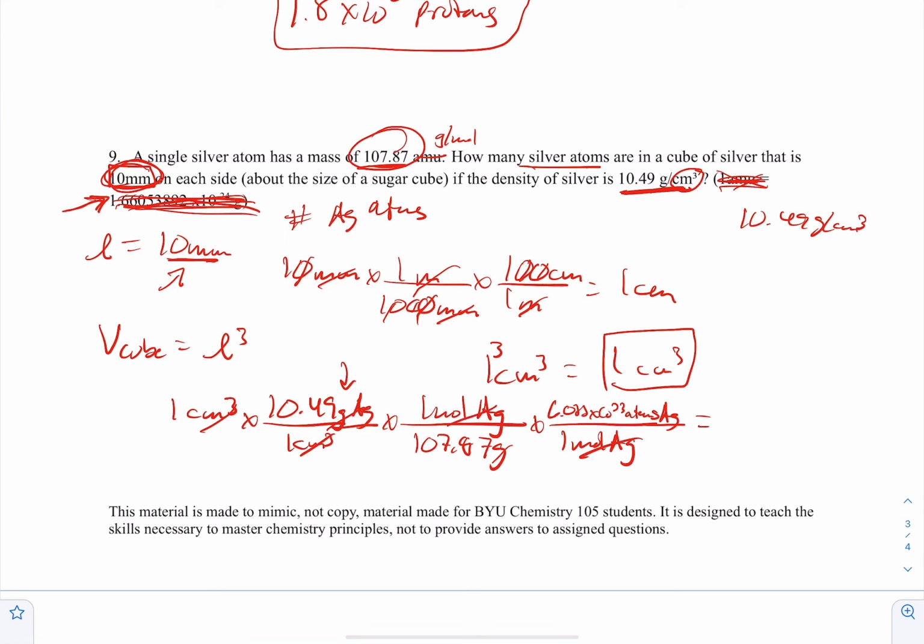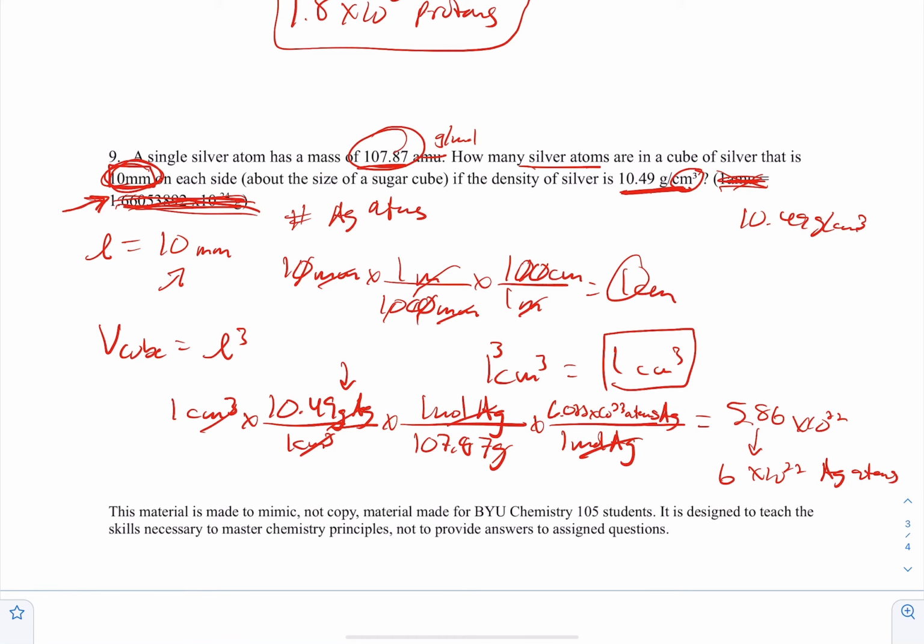So I noticed that all the units that I need cancel, do in fact cancel. From there, we're just going to multiply everything on the top and divide it by everything on the bottom. If you do that using sig figs, remember 10 only had 1 sig fig, right? There was no decimal here, so that didn't make it significant. That will limit our sig figs to 1. So if you do it right, it'll come out to about 5.86 times 10 to the 22, but we'll just round that to 1 sig fig, so 6 times 10 to the 22 silver atoms.